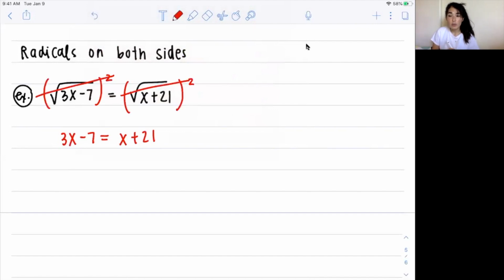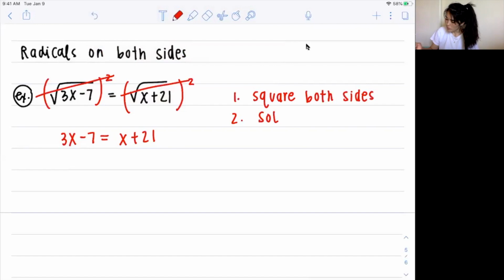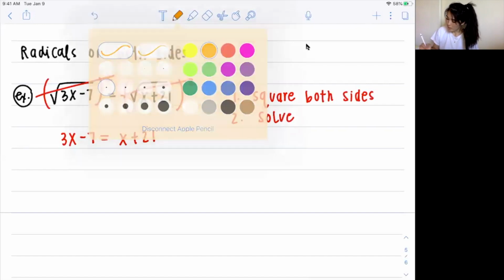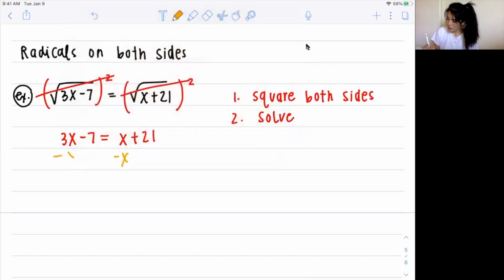So it becomes variables on both sides here. So again, first step we saw was to square both sides. And we saw that that cancels out our radical or our square root sign on both. And then number 2 would be to solve. All right, so again, I'm going to go ahead and move the x's over to one side. 2x minus 7 is equal to 21. Move over that 7. 2x is equal to 28, or in this case, x would be equal to 14.